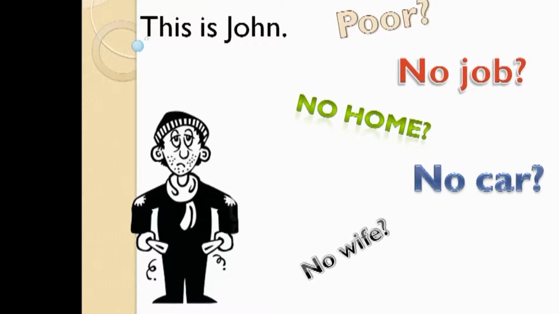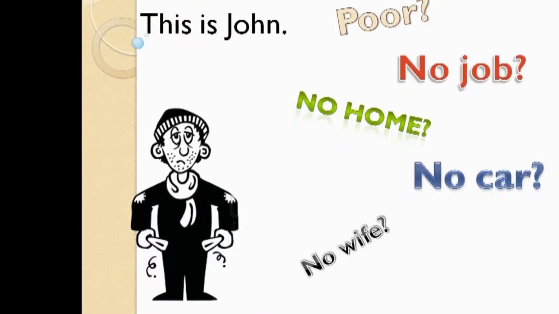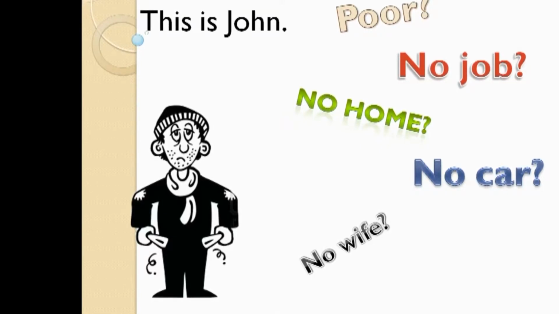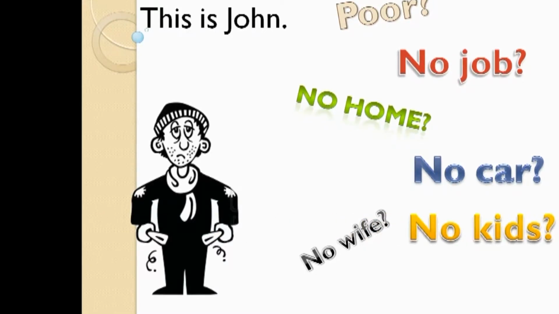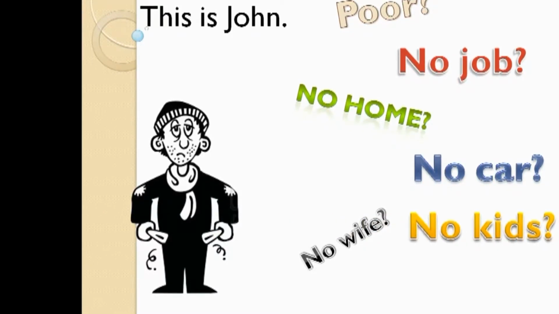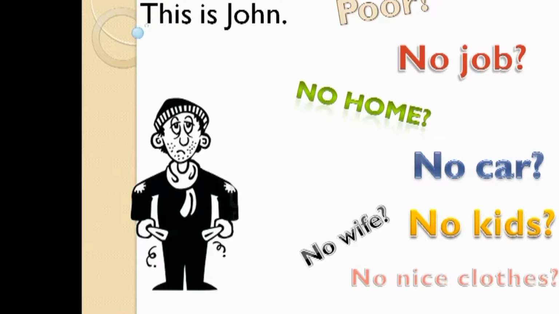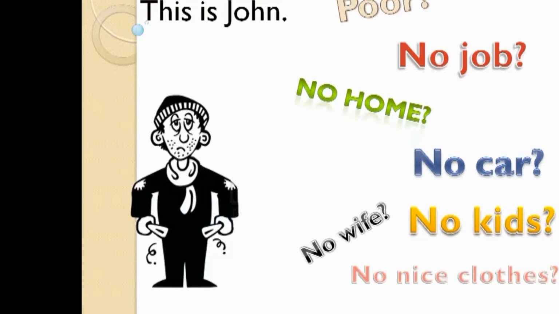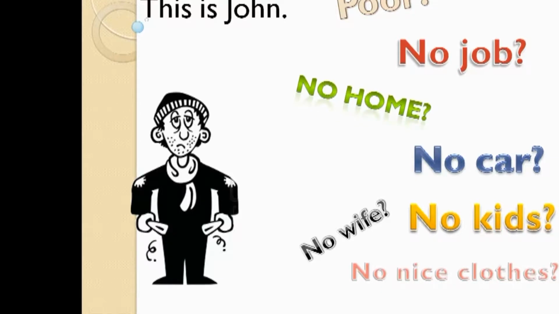What do you think? Is John married? Perhaps, but from the way things are right now, it's probably safe to say that he has no wife either. No wife, no kids as well. In the end, when we look at our friend, we might say that he has no nice clothes. So there's not really much going on for our friend here, is there?